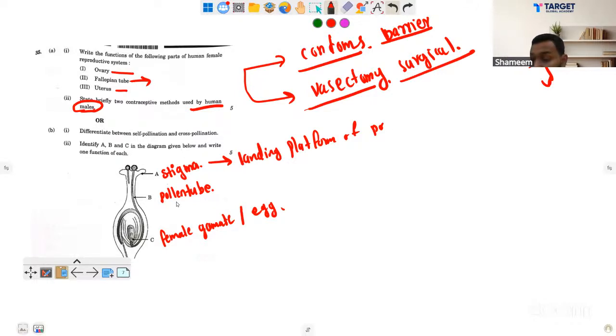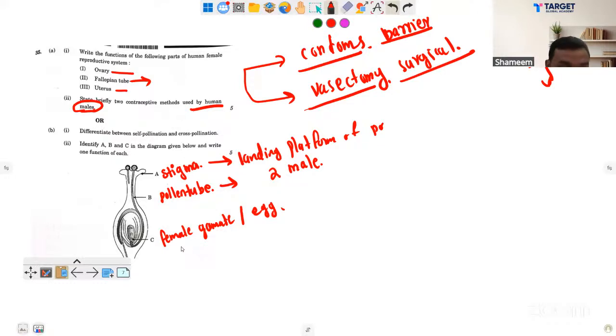Then what about the pollen tube? What can you write about the pollen tube? It will carry two male gametes, or it is helping the transport of two male gametes towards the ovule. That's the function of pollen tube.